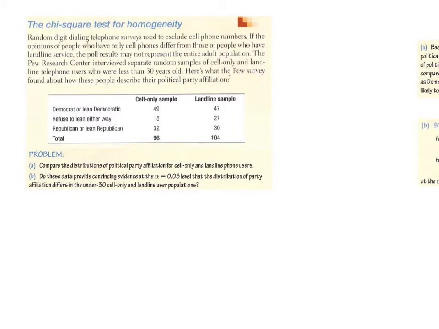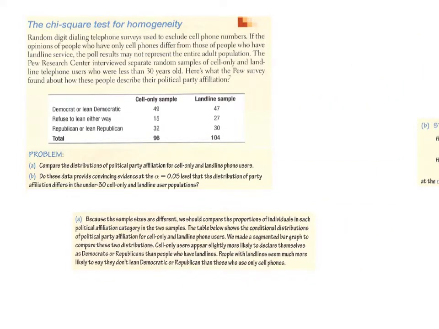So we have 2 parts to this problem. In part A, the first thing it's got us doing is comparing the distributions of political party affiliation for cell-only and landline phone users. In part B, we're doing an alpha 0.05 level test that the distribution of party affiliation differs in the under 30 cell-only and landline user populations. So let's look at part A first.